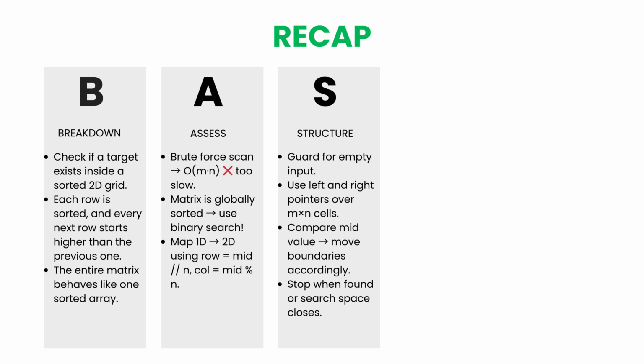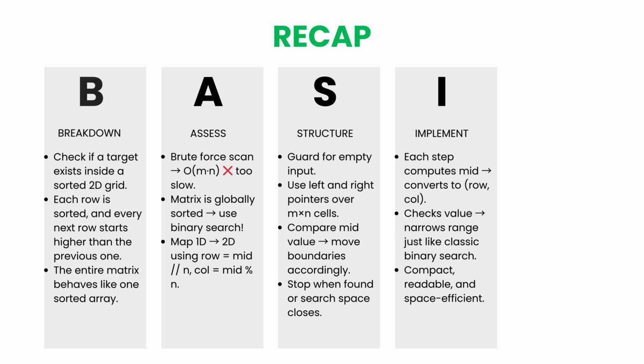Structure recap. The logic was straightforward. Set up 2 pointers, left at 0 and right at m times n minus 1, and repeatedly check the middle index. Convert that index into a row and column, compare the value to the target, and adjust boundaries until you find it or the range collapses. Implement recap. During implementation, we guarded against empty input, then built a clean binary search loop. Each step calculated mid, mapped it to row and column, and compared the value. The solution stayed compact, efficient, and easy to follow.